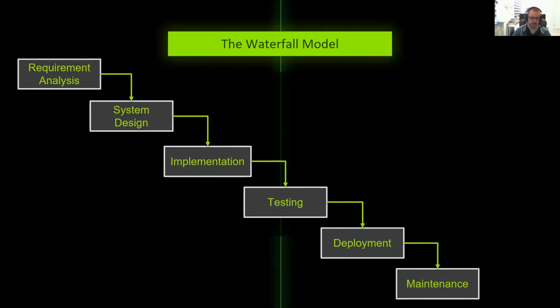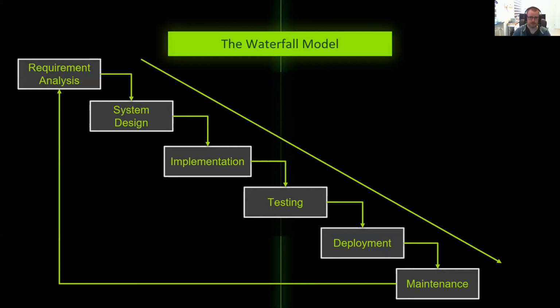Each step in this model goes down, flowing from one step to the next, like a waterfall does. This is why this is called the Waterfall Model. Now, eventually, we might also get back to the beginning of the requirement analysis for the next product lifecycle or whatever. Usually, in the Waterfall Model, this isn't the case, however. The disadvantages of this are quite apparent.